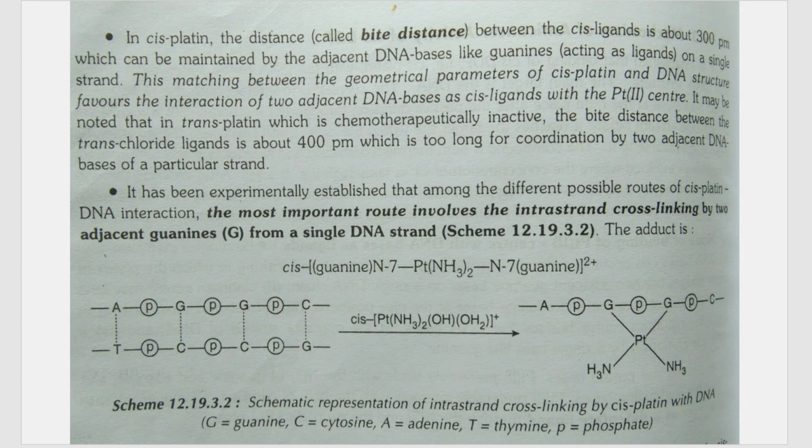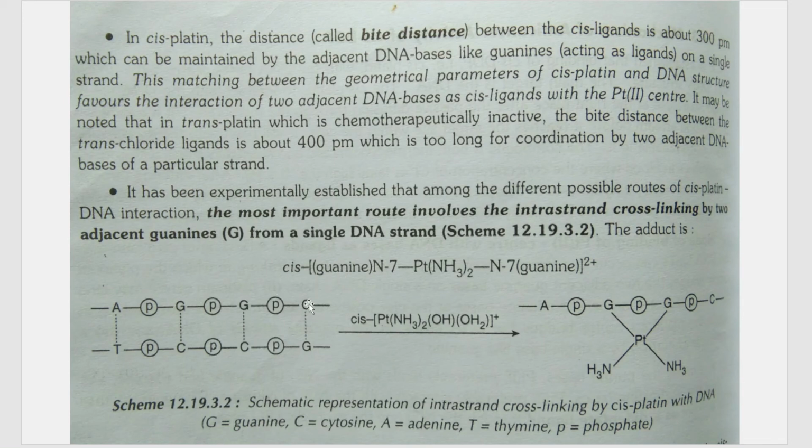This is step number one, binding. So they're telling that out of the different routes that are available, this is the most preferred route for DNA to interact with the cisplatin. That is, this route involves the intrastrand cross-linking between the two adjacent guanines from a single DNA strand.